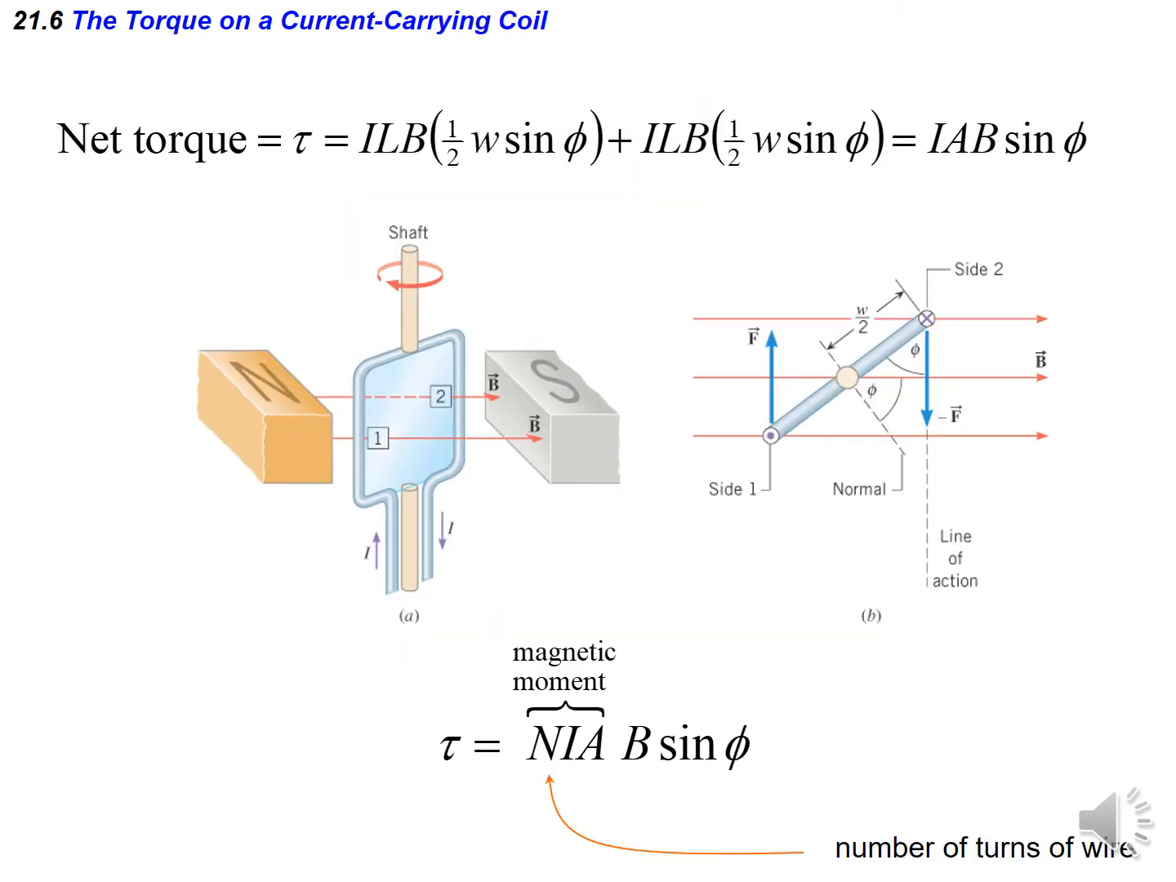Okay, so this is how to compute for net torque. Basically, the formula for net torque is equal to NIAB sine theta, in which NIA is the magnetic moment, B is the magnetic field, and of course sine theta is the given angle. For the number of turns of wire, we have the formula on the previous slides, and usually the number of turns is given. The A here is the area, N is the number of turns, and I is the value of the current.